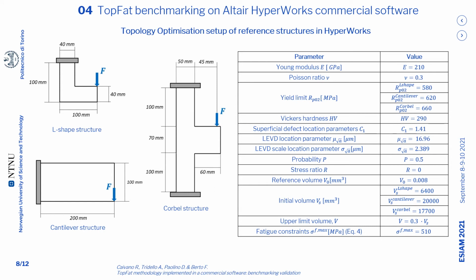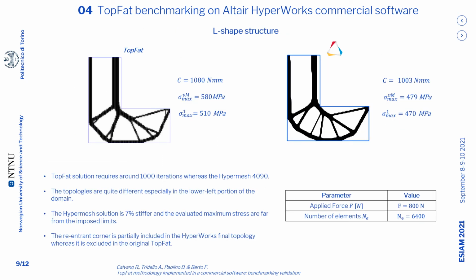In the table, all the data related to the defect population and the material info are reported. They lead to a common fatigue limit on the first maximum principal stress of about 510 megapascal. As for the L-shaped beam, the result obtained using TopFat is reported on the left, whereas the result obtained using HyperWorks is reported on the right.